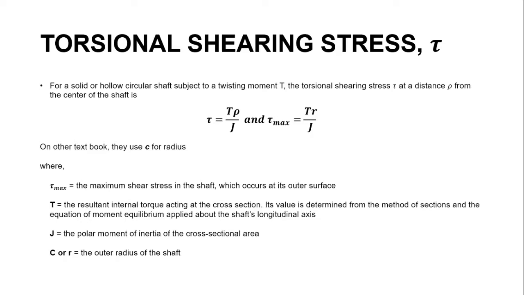Its value is determined from the method of sections and the equation of moment of equilibrium applied to the shaft's longitudinal axis. Ang J naman natin is the polar moment of inertia of the cross-sectional area. And sabi ko nga kanina, yung C or R natin is siya yung outer radius ng shaft.